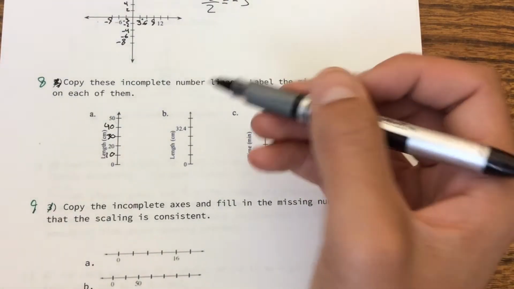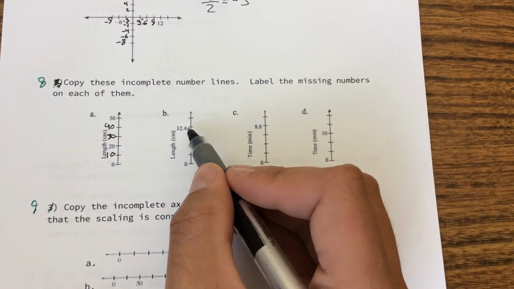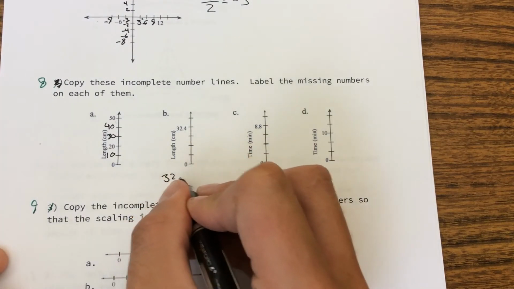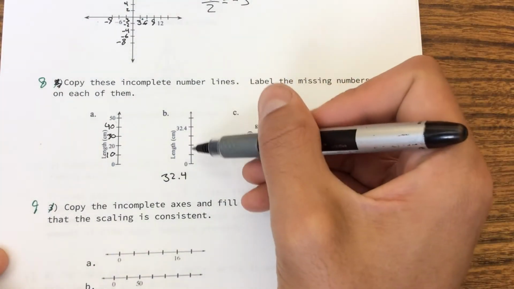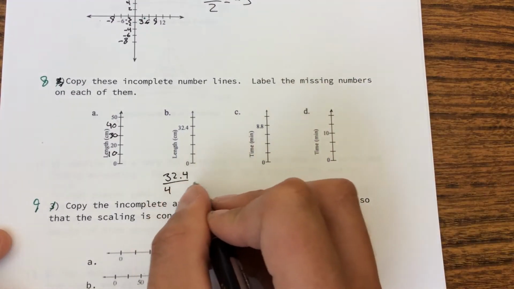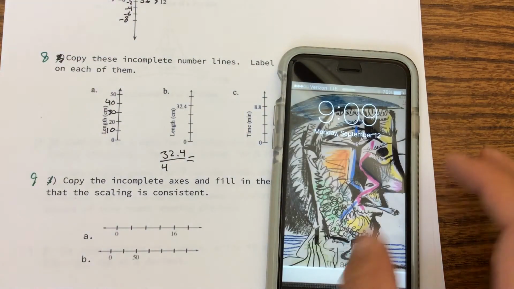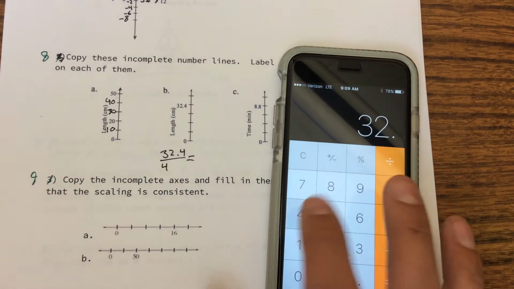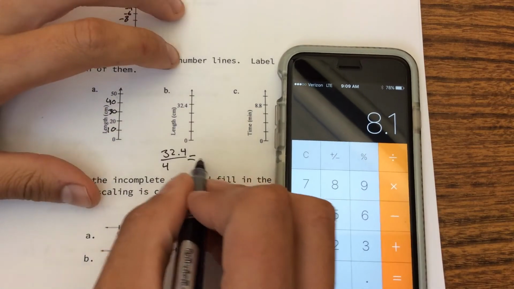On to letter B, I have 32.4 and I have 0. This one's a little more complicated. Now the space between 32.4 and 0, that's the distance between the two. Now how many spaces are there? Starting from 0, there's 1, 2, 3, and 4 spaces. So I'm going to need to divide this number by 4 to see how much each space is going to go by. And I'm going to go ahead and use my calculator for this one. So 32.4 divided by 4 gives me 8.1.